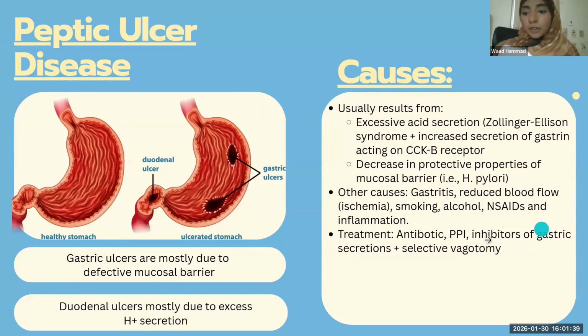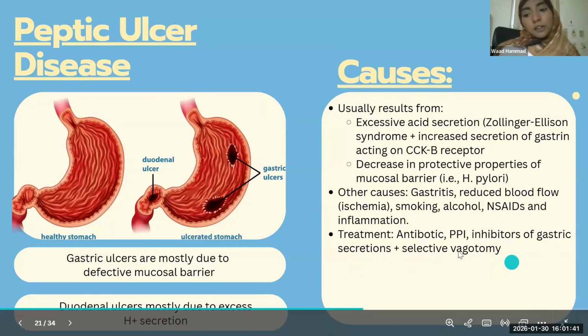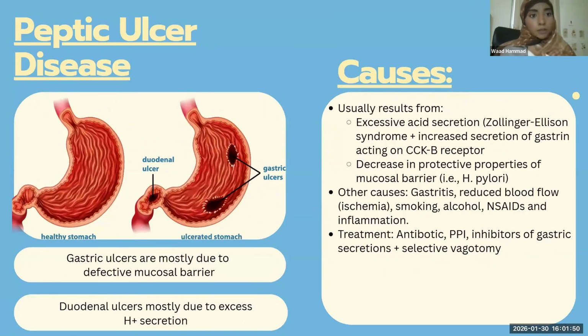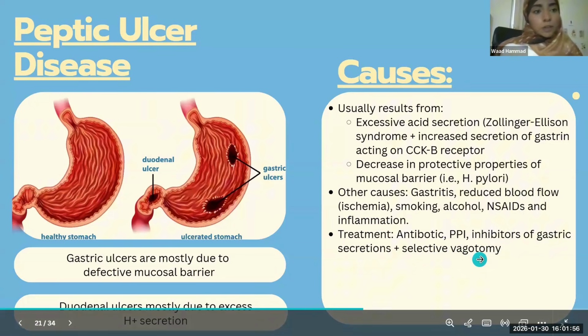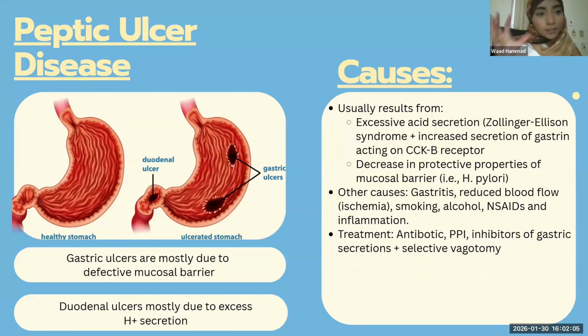And then we have inhibitors of gastric secretions and selective vagotomy. So by inhibitors of gastric secretions, we mean the ones that we mentioned earlier, like atropine, which is a muscarinic receptor blocker, or even cimetidine, which is a histamine receptor blocker. And then selective vagotomy. A full vagotomy is when we get rid of all of the vagus nerve, but for a selective vagotomy, it's just part of the vagus nerve so that there's still secretion, but not as much.